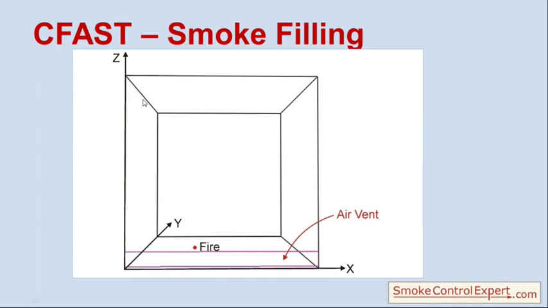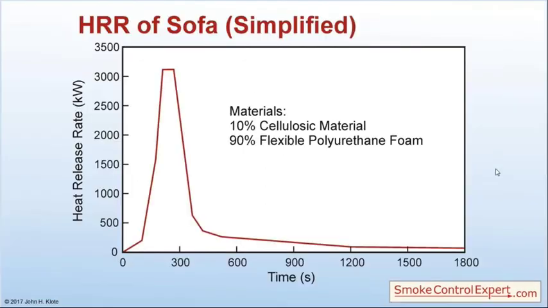This is a cube, and we have the X, Y, and Z dimensions for the cube. And we have an air vent here, which allows for the expansion of the gases from the fire, and also some oxygen coming in here for the fire. And the fire is located here a little bit above the floor. And actually, in this case, I put the fire at the floor level, now that I think about it. And so we used this design fire.